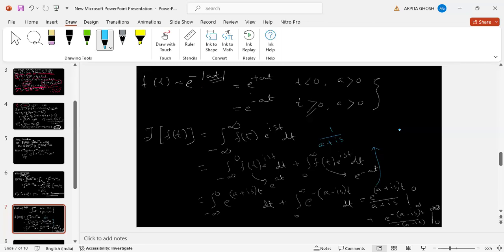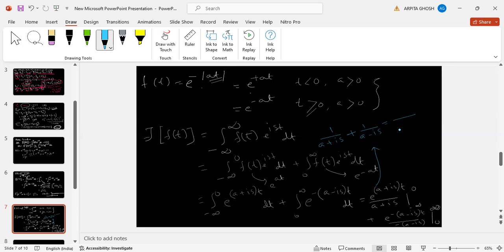Next, for the second portion, e to the power minus infinity is 0. For e to the power 0, 1, minus minus becomes plus, 1 by a minus i omega. And this is equal to a plus i omega, a minus i omega. What will happen on multiplying?